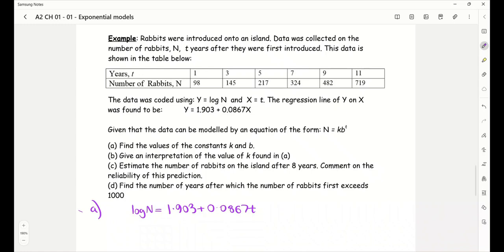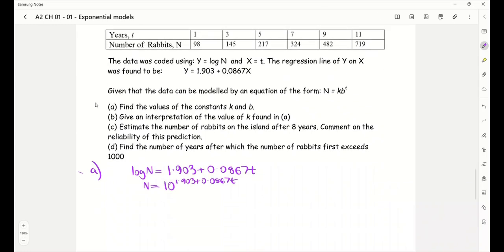When log is written on its own, that is log base 10. So we can raise both sides as a power of 10, which means on this side you will just be left with n, because 10 to the power of log n, the log would cancel out. And on the right hand side, we raise everything as a power of 10.